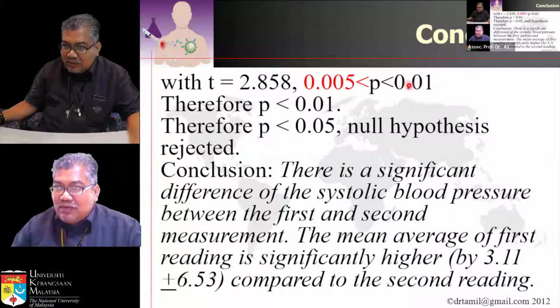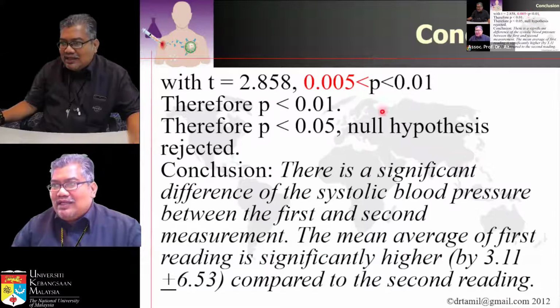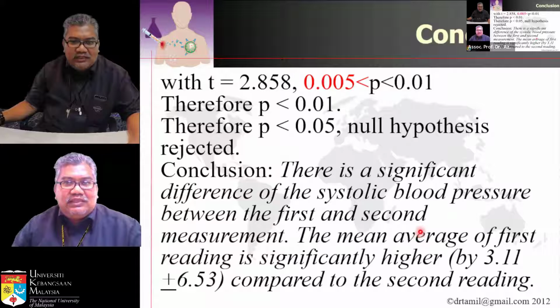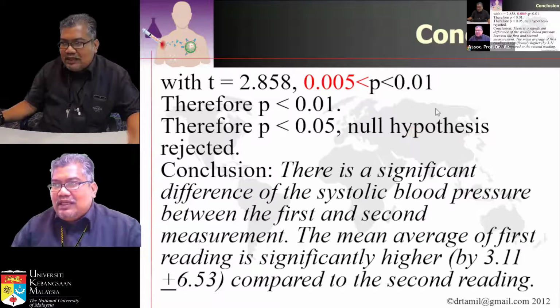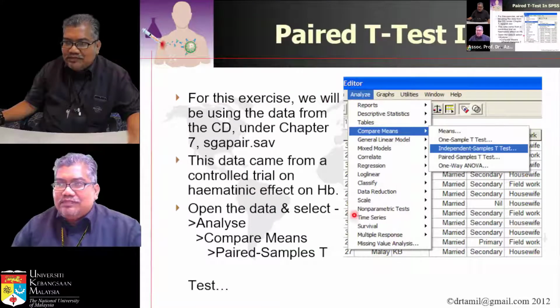Sorry, the p-value is smaller than 0.01. Therefore, the hypothesis is rejected. There is a significant difference of the systolic blood pressure between the first and second measurement. So this is how it is done manually. Again, as I said before, no point doing it manually. You can do everything very fast in SPSS. So I'm going to demonstrate.